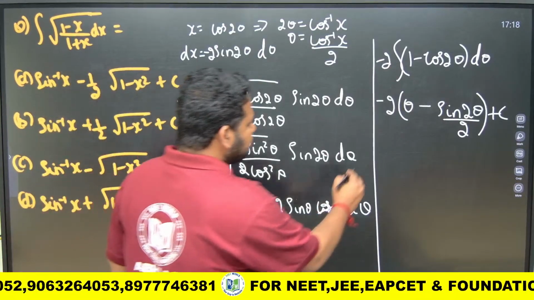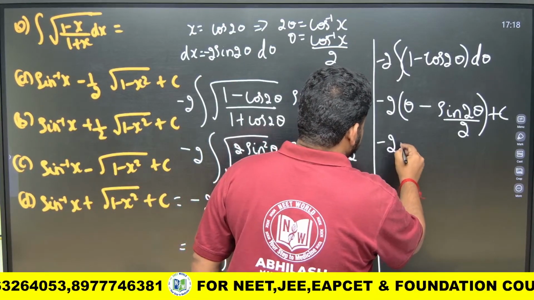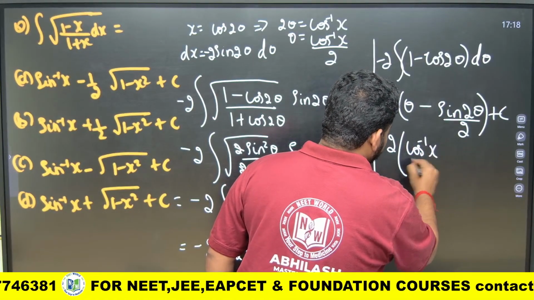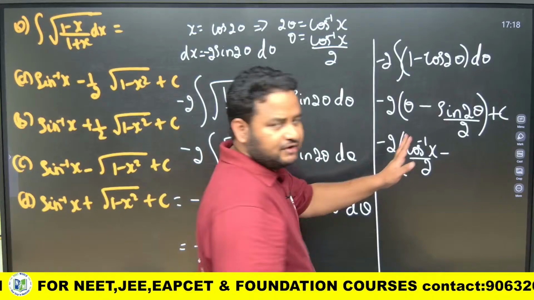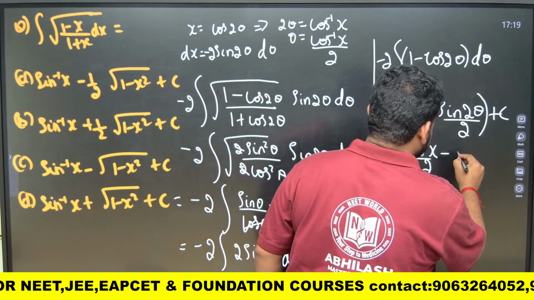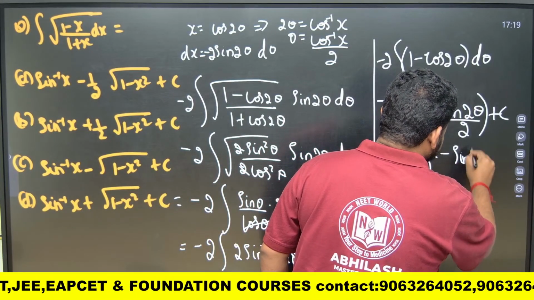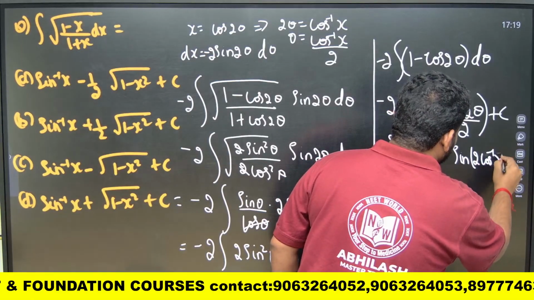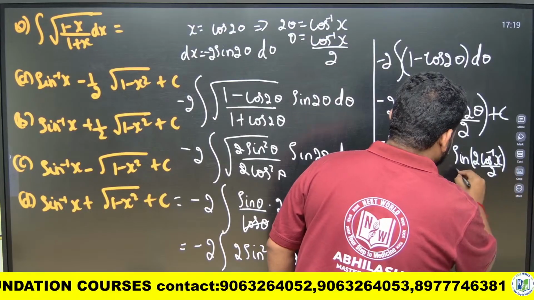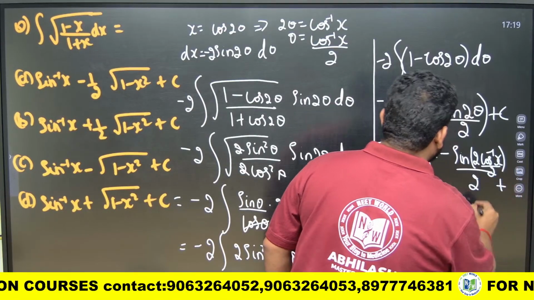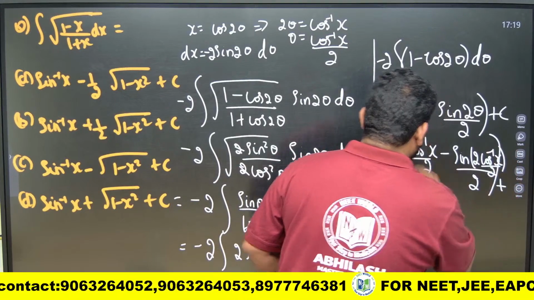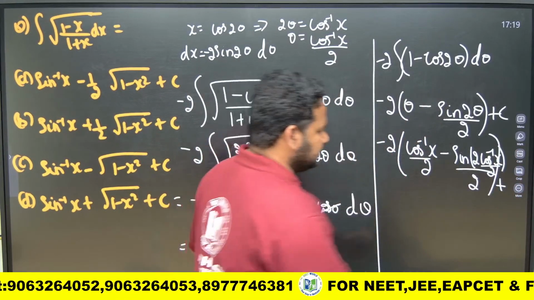Now, this theta can be written as cos inverse of x by 2, minus, inside, sin 2 theta. The 2 is also there here, sin 2 theta, that is sin 2 times cos inverse of x by 2, divided by 2, plus c. This entire thing should be within, outside it will be 2, and this will be plus c.